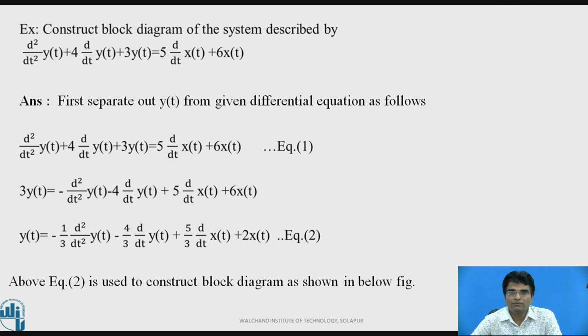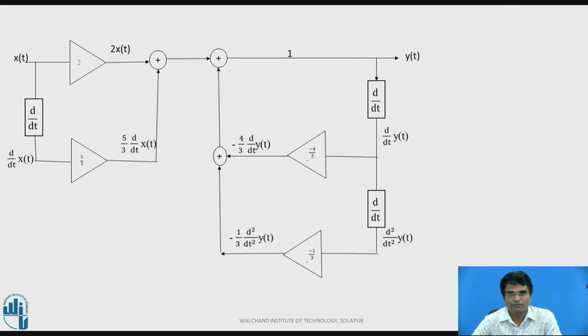Then 3 y of t equals minus d square by dt square y of t minus 4 d by dt y of t plus 5 d by dt x of t plus 6 x of t. Y of t equals minus 1 by 3 d square by dt square y of t minus 4 by 3 d by dt y of t plus 5 by 3 d by dt x of t plus 2 x of t, equation 2. Our equation 2 is used to construct the block diagram as shown in the below figure.